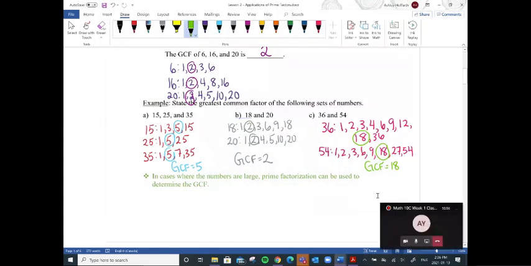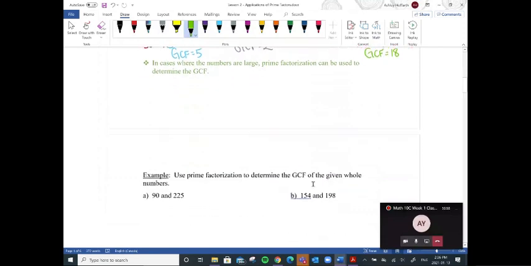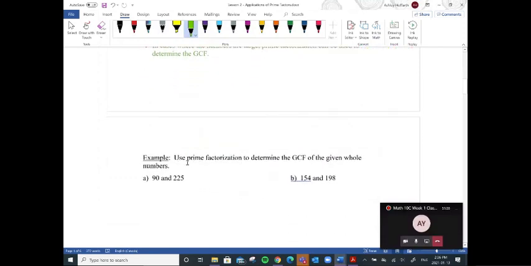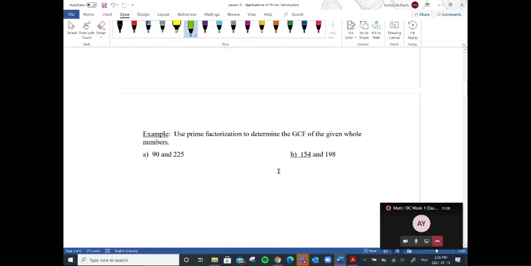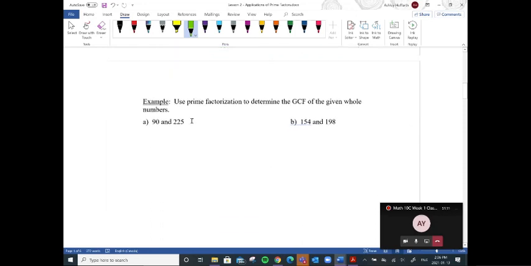Okay, sounds good. All right, so let's try some bigger numbers. This is where it's saying right here, use prime factorization to determine the GCF of the given whole numbers. So we want to find the greatest common factor of 90 and 225. Again, that just means find the biggest number that exists in the factor lists of both 90 and 225.